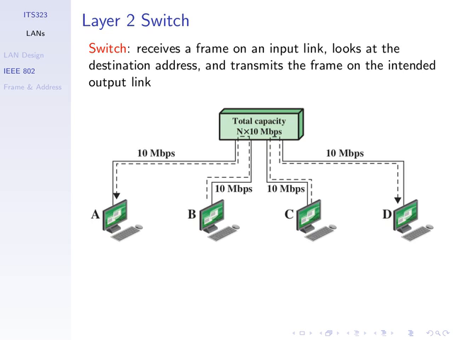Full duplex links. Our link rate is 10 megabits per second. Our per station data rate is the full 10 megabits per second. We don't need to share amongst the different stations. In fact, we don't need medium access control now. It's as if we have point-to-point links between the pairs of stations. So this is a significant performance improvement. We've gone from take the data rate, divide by the number of stations, to the full data rate.